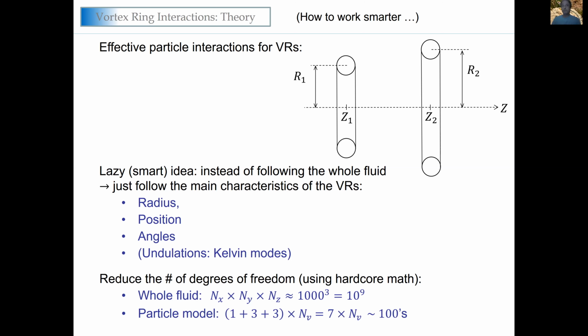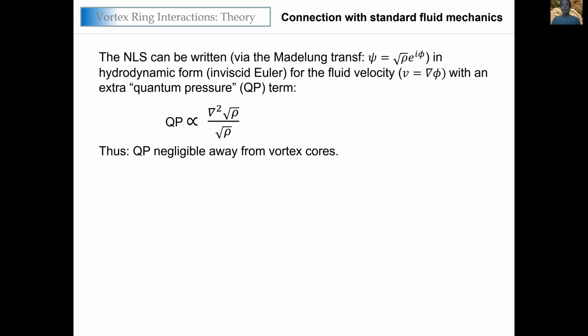The way to do this is borrowing techniques that have been there for a while. And it's a very nice connection between a nonlinear Schrödinger equation model and just an inviscid Euler model. And what you do is what is called the Madelung transformation. So you transform or you rewrite the wave function as just density and phase. The density is rho and the phase is phi.